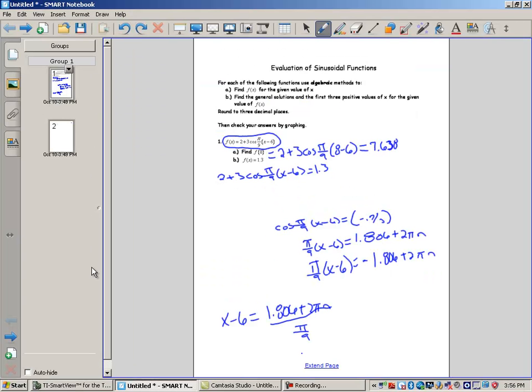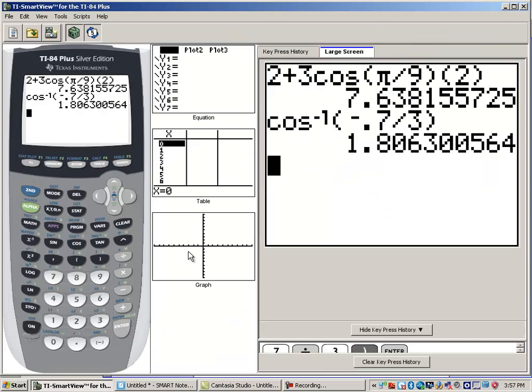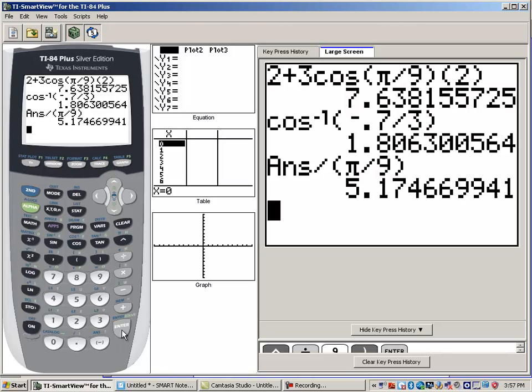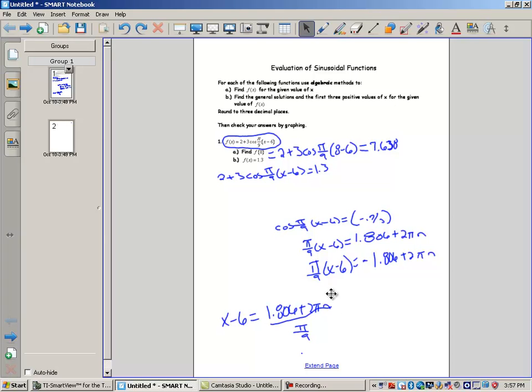So 1.806 divided by pi over 9. Let's go take a look at that. So I'm just going to take my answer divided by parentheses pi over 9. Enter, and that's 5.1746. Alright, so let's get our pen back. So I will get that x minus 6 equals 5.7416. Now let's take a look at what 2 pi divided by pi over 9 is.